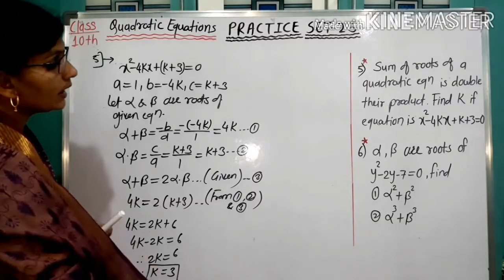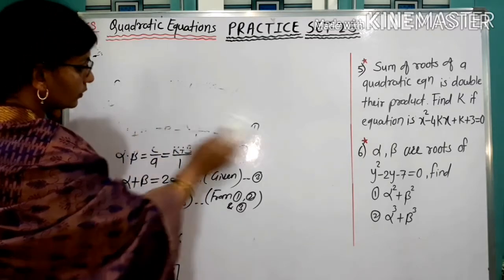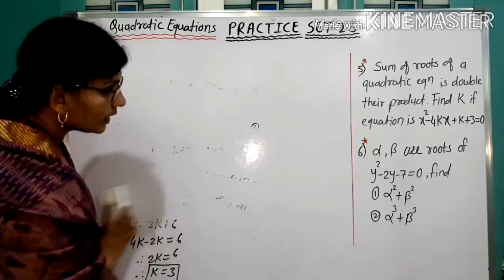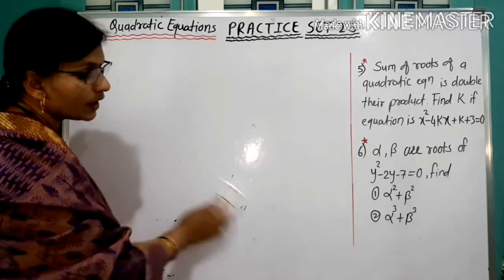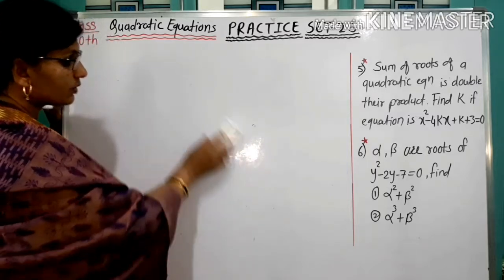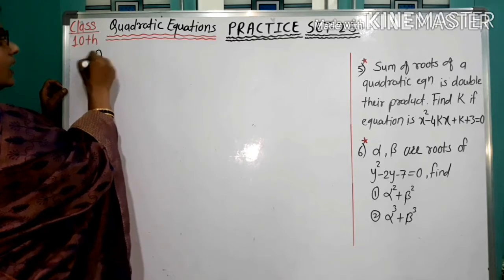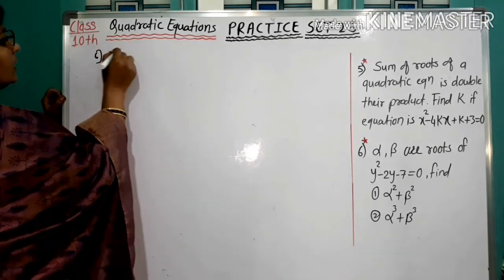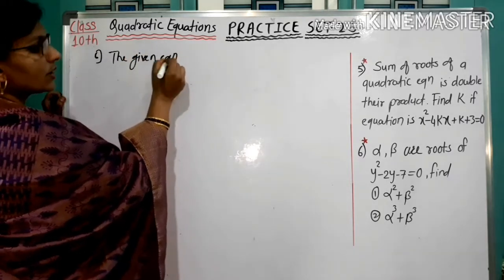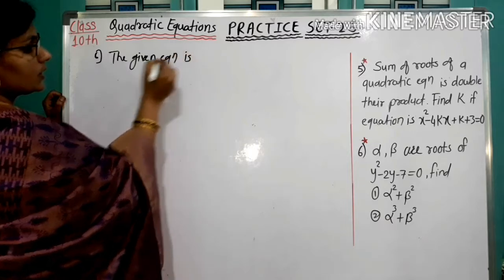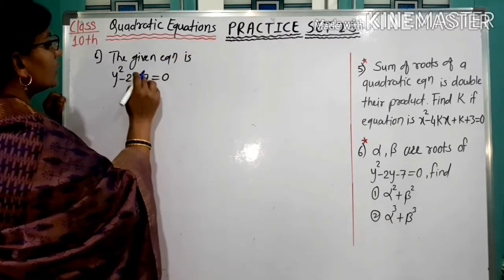Then see example number 6. Alpha and beta are roots of the given equation y square minus 2y minus 7. Then find the values of alpha square plus beta square and alpha cube plus beta cube. First of all, I write the given equation. That is, the given equation is y square minus 2y minus 7 equal to 0.